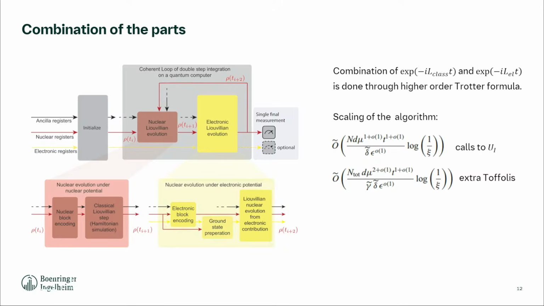Yeah, this might clarify it a bit more. So you do the nuclear Liouvillian evolution, the electronic Liouvillian evolution, and then you loop around this for the Trotter steps in the Trotter formula, and then each one of those is split into its own evolution. Here you have the ground state preparation, and then the forward and the backward, and here you just have the plain evolution over the block encodings. So this now gives us evolution over these Liouvillians.